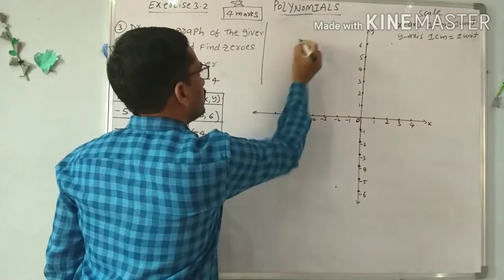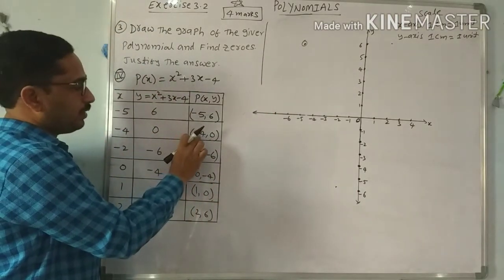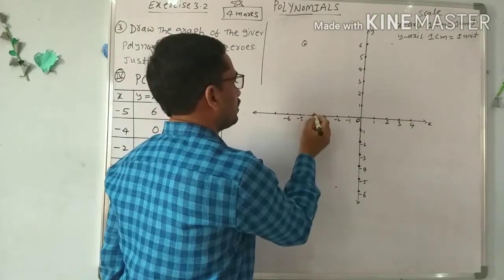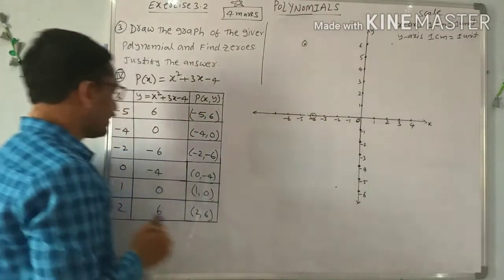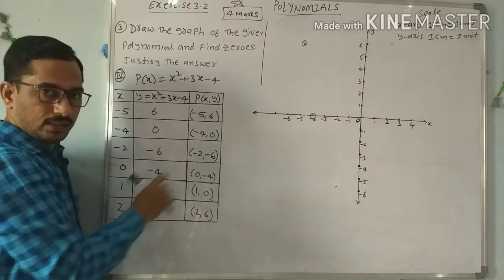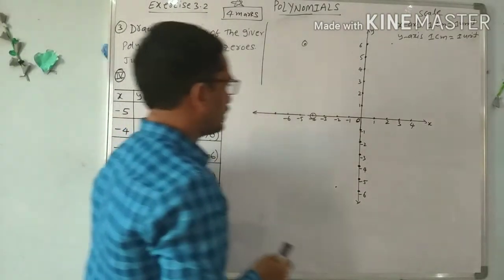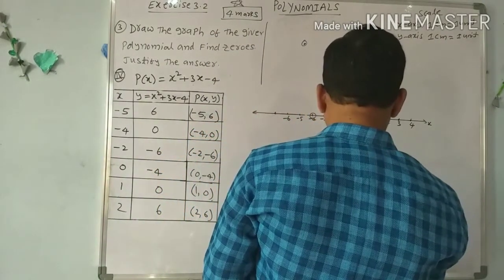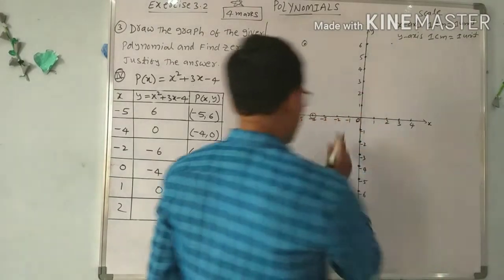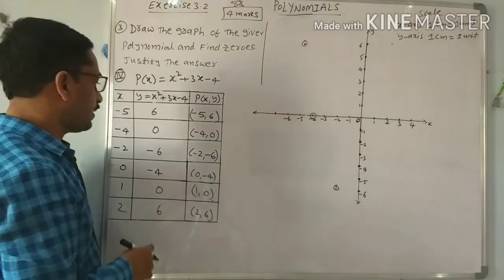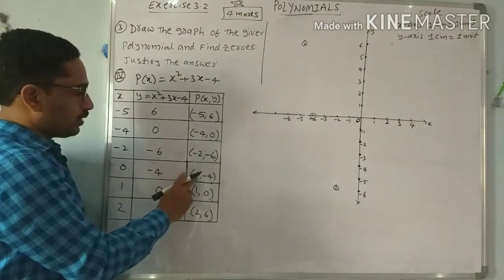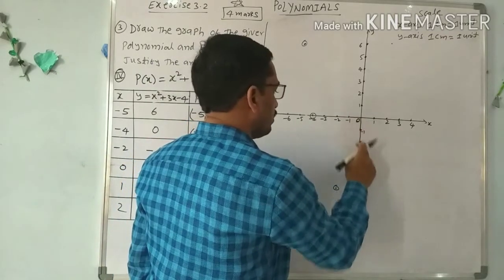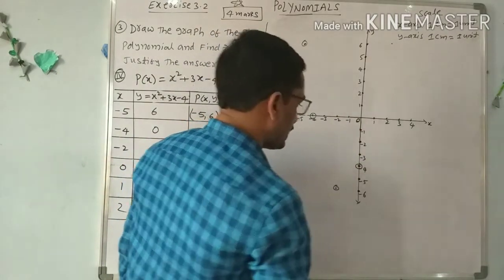Now second point, x coordinate value -4, y coordinate value 0. So this is our second point. Next, (-2, -6), x coordinate -2, y coordinate -6. So exactly here this is the point (-2, -6). Next, (0, -4), x value 0, y value -4 on y axis.